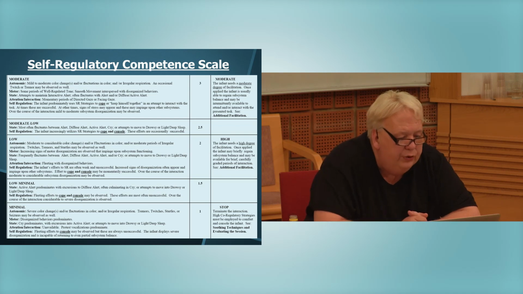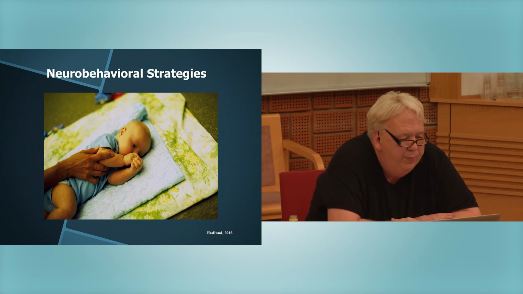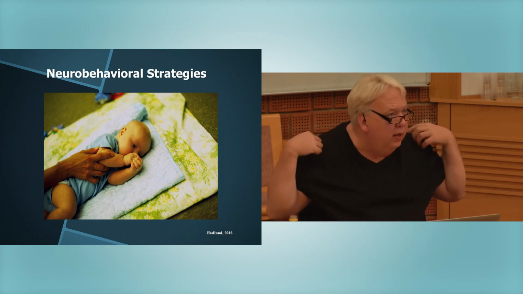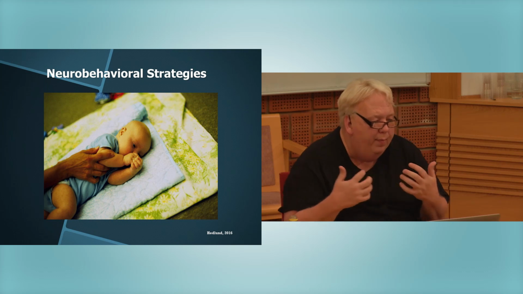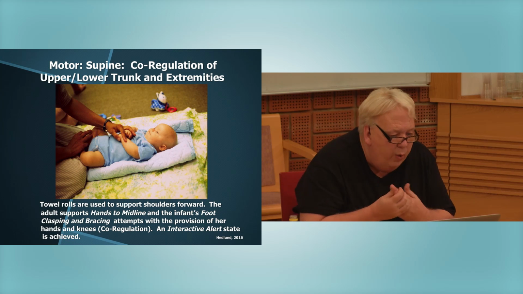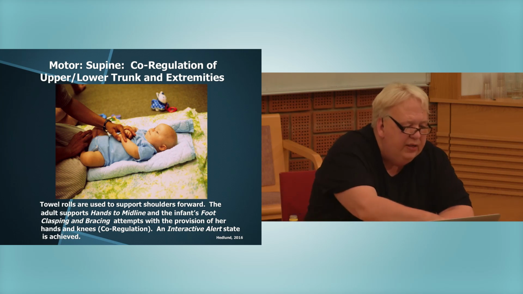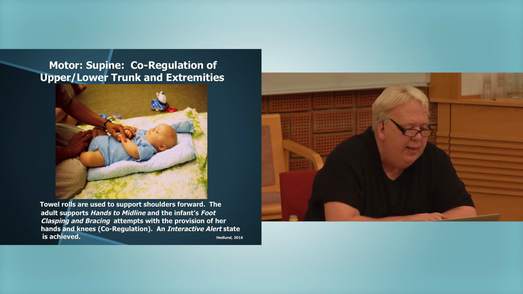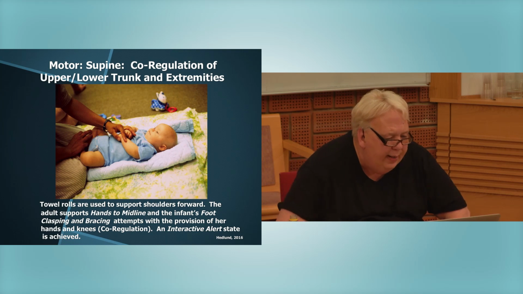Okay, neurobehavioral strategies. Motor supine co-regulation of the upper and lower trunk and extremities. Towel rolls have been used on the sides of the child to keep the shoulders and bring the hands close to midline. The child is actually holding on to the interventionist's fingers, and the interventionist is also supporting the infant's tucked-in lower extremities.